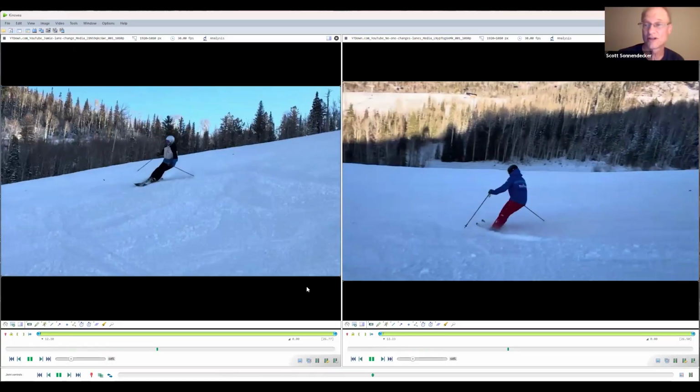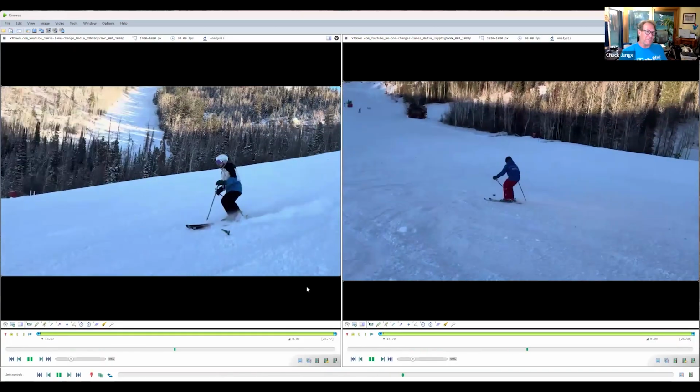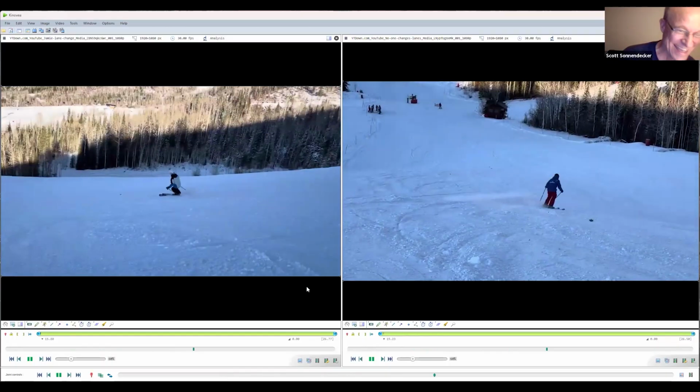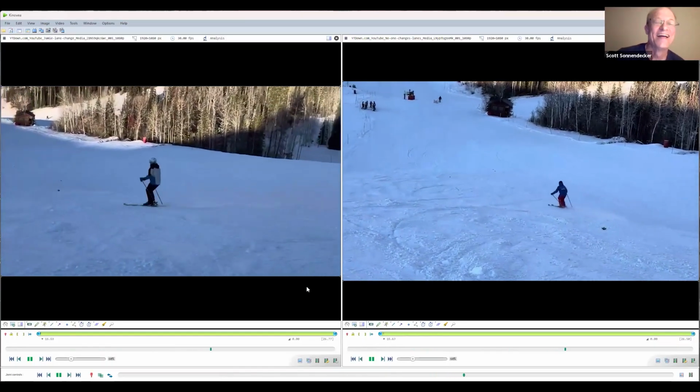Don't talk about the skis, talk about the body. Okay. Talk about the skis first and then talk about the body. Oh, okay. All right.